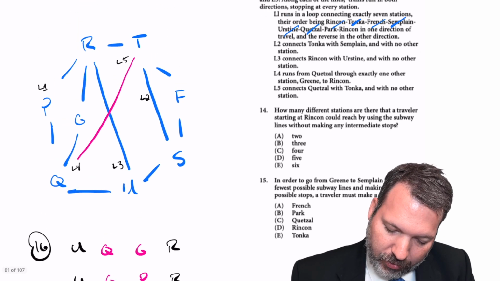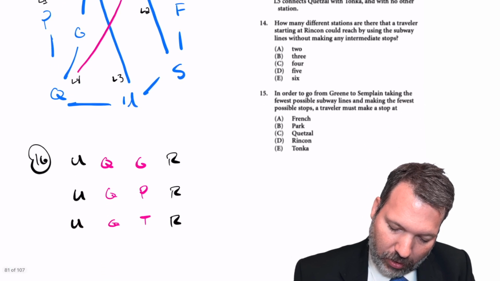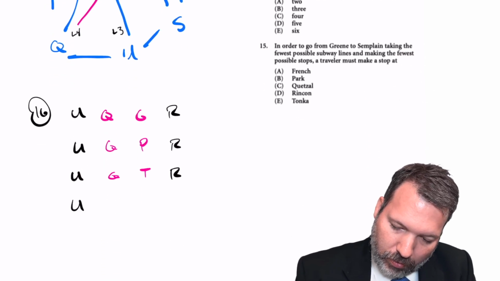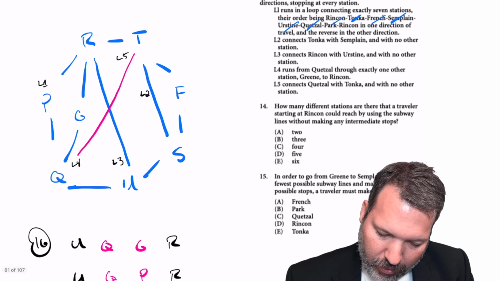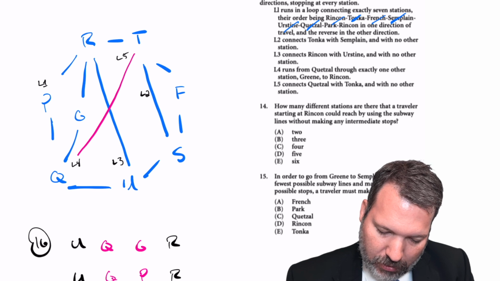What if we go the other direction? What if we come up here? U to S to T to R would also work. Are there any other ways to get from U to R in the fewest stops possible?